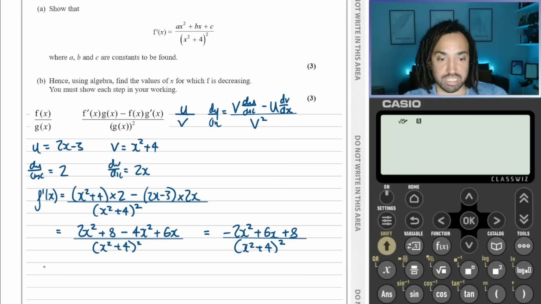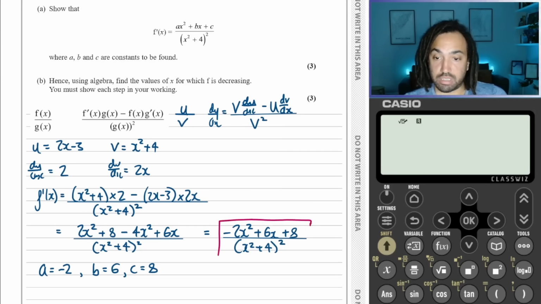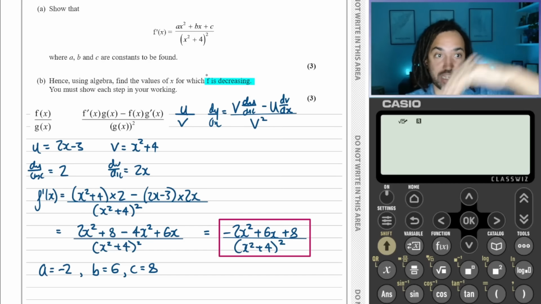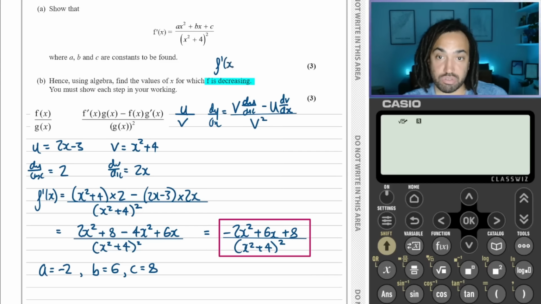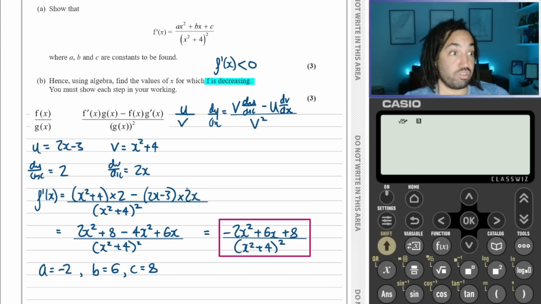I don't think we need to write it out, but I will do just because I'm paranoid. So a is equal to minus 2, b is equal to 6, and c will be equal to 8. And that will be our final answer. Okay, great. Now what does the question ask? It says, hence use algebra to find the values of x for which f is decreasing. Okay, so if f is decreasing, it means that it's sloping downwards, which means that its derivative is less than 0. So we need to find when the derivative is less than 0.